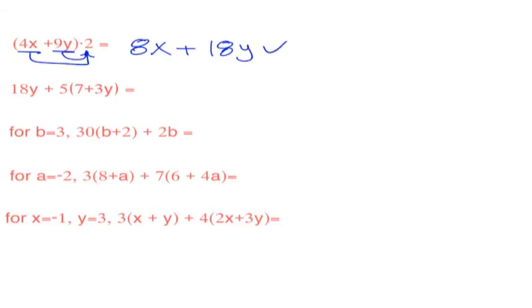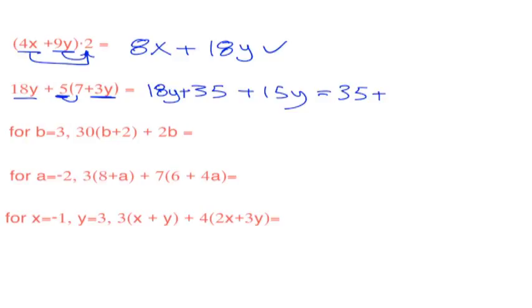On the next one, we're going to do what's in the parentheses first, and there's nothing to do, but we're going to multiply the 5 times the 7, and we'll be getting a 35 from that. Then we're going to multiply the 5 times the 3y and get a plus 15y, and the 18y just moves over as it was, and we add it to it. So now we've got a 35, and then we got a 18y plus a 15y. So we combine like terms, and we end up with a 35 plus 33y.